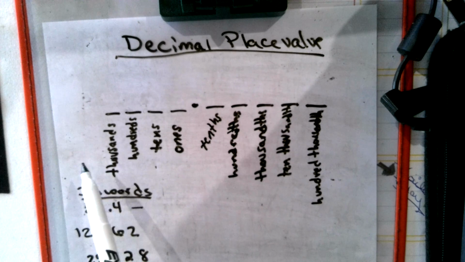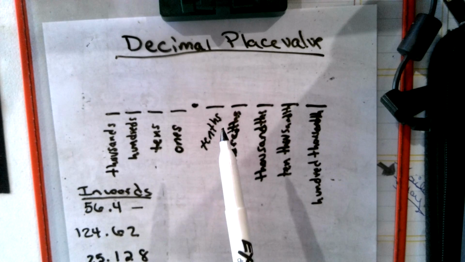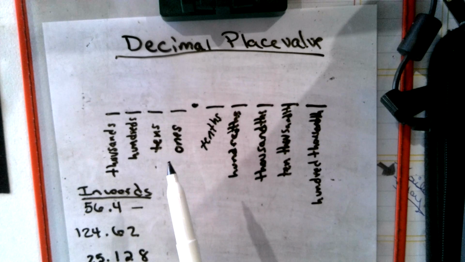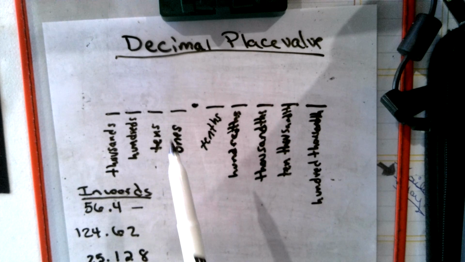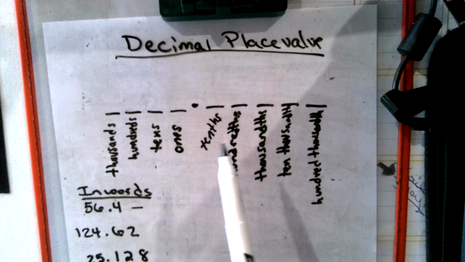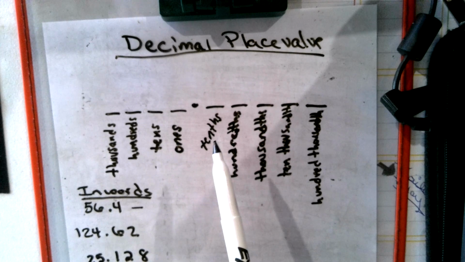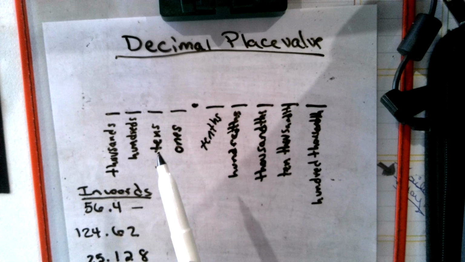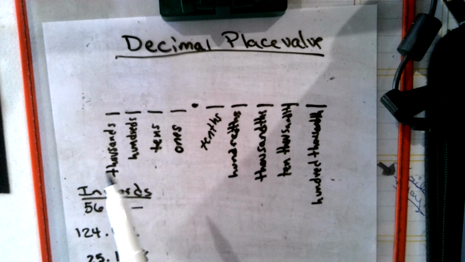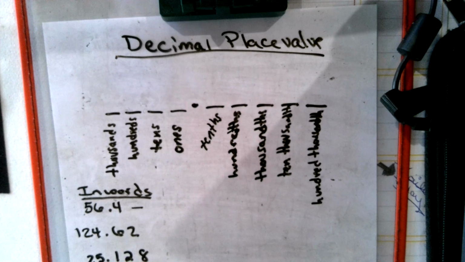Now it's very similar to this side, except it's got TH at the end. This side has a ones column. This side does not have a ones. You notice this first spot is tenths, which is like the second spot, and then everything else matches after the tens, but with TH on the end.